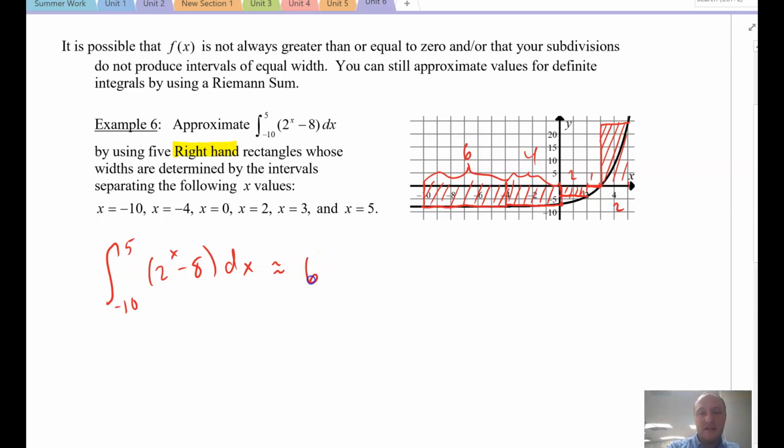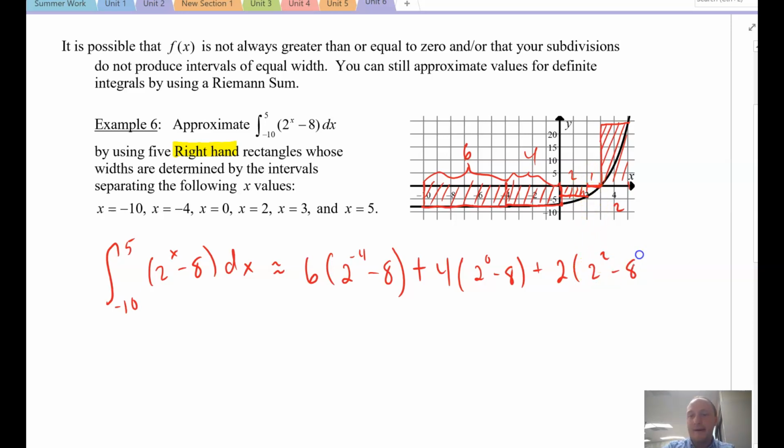So I have 6 times, now I need the height. The height is determined by my right-hand value, the function value, so that's at -4. So I'm going to plug in 2 to the power of -4 minus 8, plus now my width, which is 4, times the height. How do I get the height of this rectangle? It's determined by my right-hand value, which is now at 0, so 2 to the power of 0 minus 8, plus the width, which is 2, multiplied times the height. The height of this rectangle is determined at 2, so 2 squared minus 8.